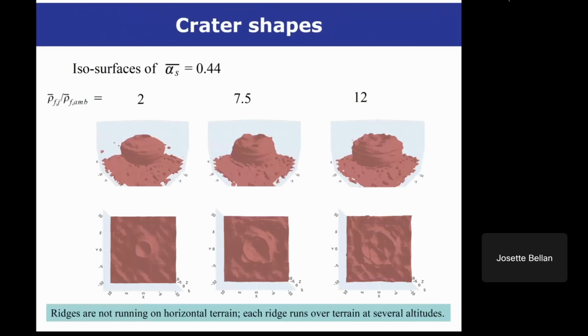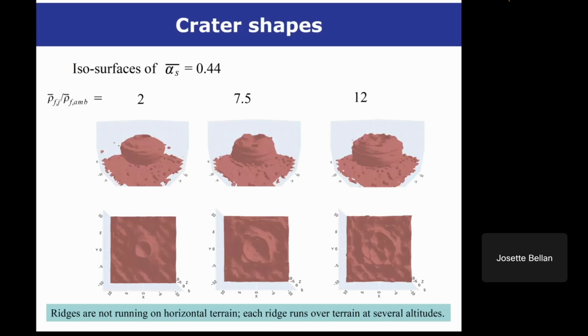Okay, so here are some crater shapes, isosurfaces for three different conditions. Here, on the left-hand side, the ratio of the fluid density to the ambient density is 2, then in the middle 7.5, and then 12. You can see isosurfaces looked at in cross section, at least perpendicular, and also top views. On the left-hand side, you can see this very small and rather round crater that is formed. It's a conical crater that is very deep and has been shown yesterday as different from the more parabolic and double craters that you will see on the right-hand side.